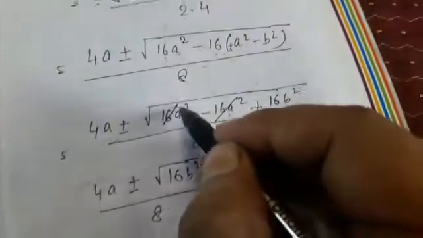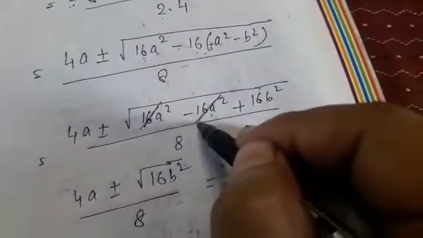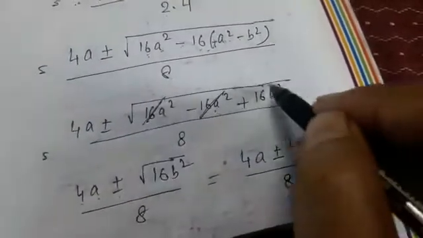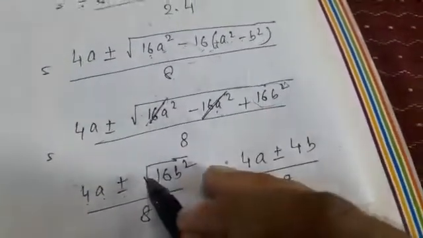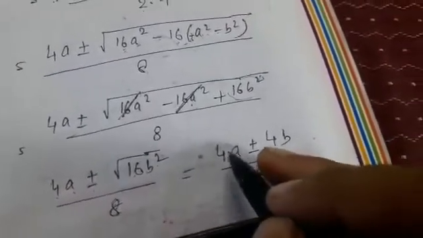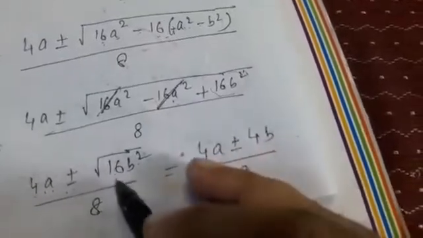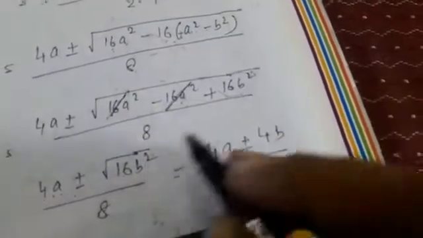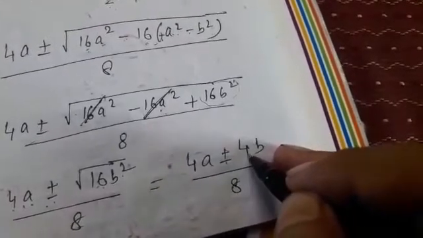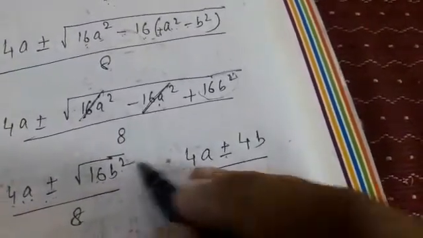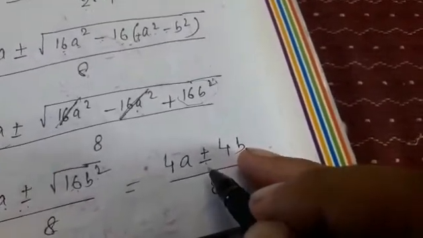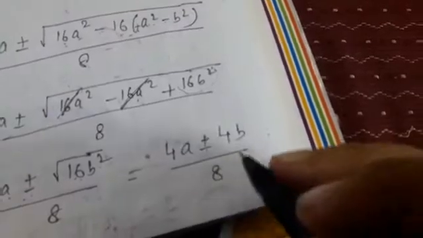Clear? Now students, see, this 16a square and this 16a square will get cancelled, right? So you are left with 4a plus minus only 16b square in this root. So root under 16b square by 8 is equal to, now see, 4a plus minus, now 16, the square root of 16 is 4. So when it comes out of the root, it will become 4. And b square, if you take the root of it, you will get b, right? So 4a plus minus 4b whole by 8 you have got.